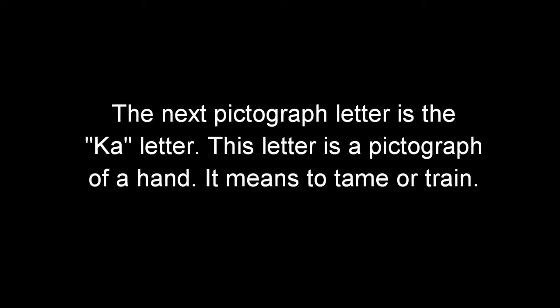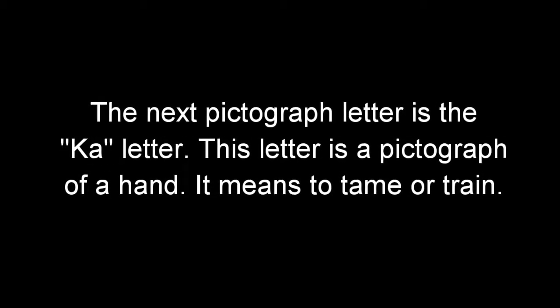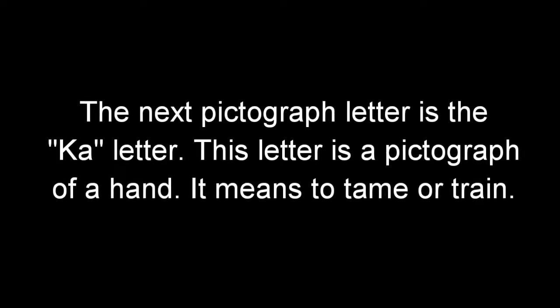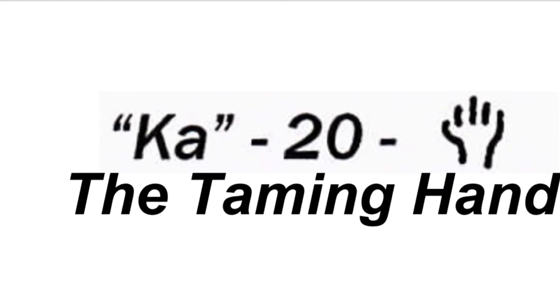The next pictograph letter is the Ka letter. This letter is a pictograph of a hand. It means to tame or train. This letter is associated with taming an ox and working the ox for 20 years, before releasing it from its burdens. This letter is also associated with raising a child for 20 years, before releasing them into the world, as an adult. Here is a picture of the Ka pictograph letter, and its numeric value and sound.